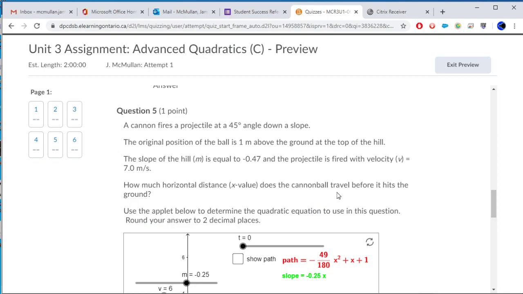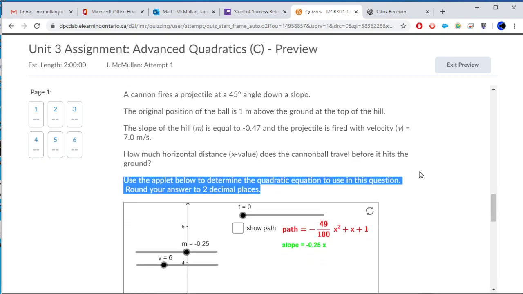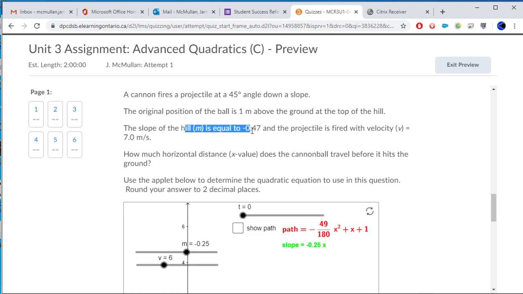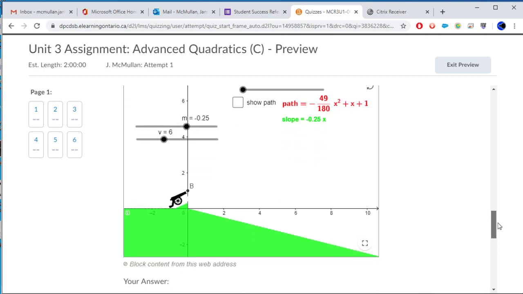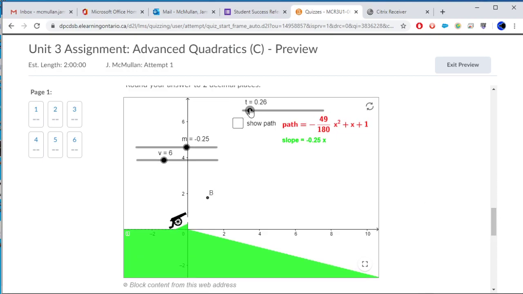Use the applet below to determine the equation to use in the question. So you don't have to figure out the equation, you just use the applet. So let's write down what we know, or rather use the applet. So my hill is supposed to have a slope of negative 0.47. So look here, here's the cannon, right? It fires at a 45-degree angle. The cannonball flies, goes down a hill, and then intersects the hill somewhere down here, right? So my hill is supposed to be steeper than this. It's supposed to be negative 0.47. So let's bring it down to 47.